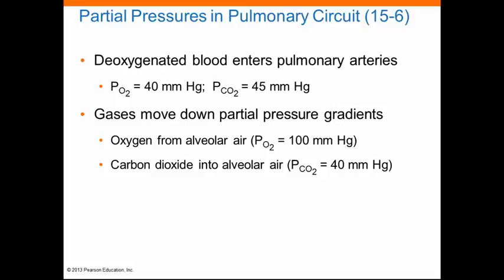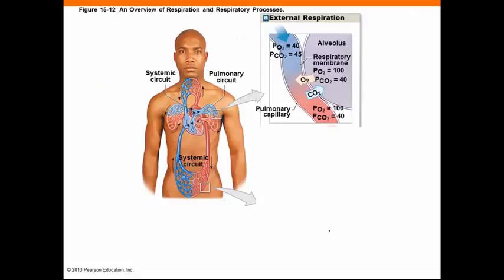And likewise, carbon dioxide is going to diffuse from the high concentration to low, so from the pulmonary arterial blood, where the partial pressure of carbon dioxide is about 45 millimeters of mercury, to alveolar air, where the partial pressure of carbon dioxide is more like 40 millimeters of mercury. And again, until isotonic conditions are achieved. And that's what this figure is trying to show.